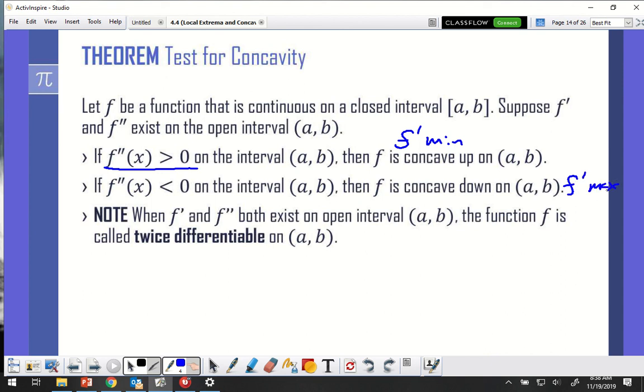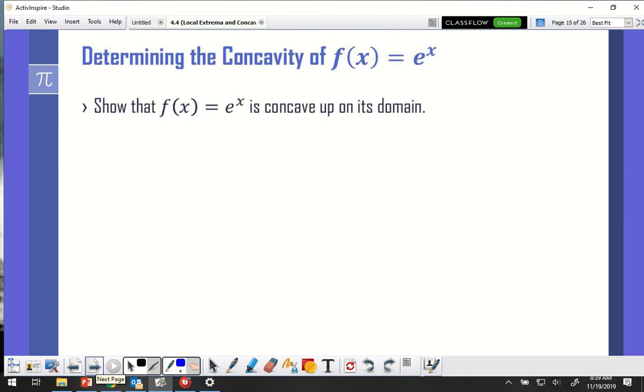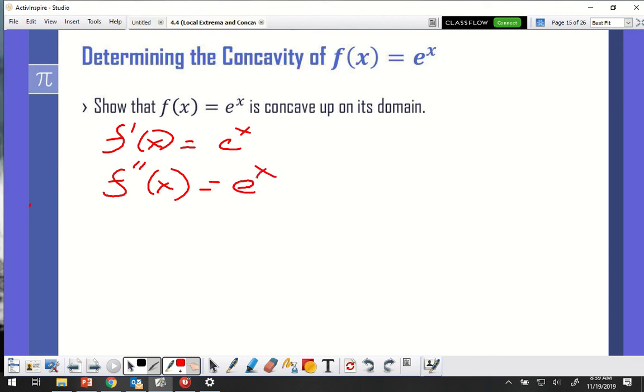Note, when f prime and f double prime both exist on an open interval, the function f is called twice differentiable. So that means we could take the first and second derivative. Show that this is concave up on its domain. Okay, so f prime of x is e to the x. f double prime of x is e to the x.